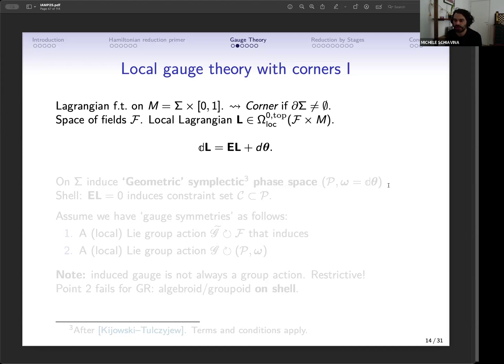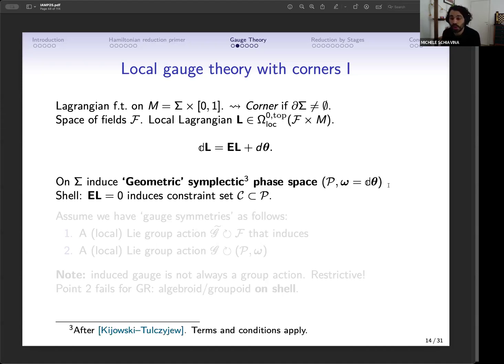General results by Takens and other people in that period, including Zuckerman, but I think that this is actually due to Takens, show that the variation of this Lagrangian density splits into a term that contains the Euler-Lagrange equations and a piece that is exact. So when you integrate, it's going to give you a one form on sigma. If you follow this procedure, you realize that it is possible, at least in good cases, to induce some symplectic phase space on configurations on sigma.